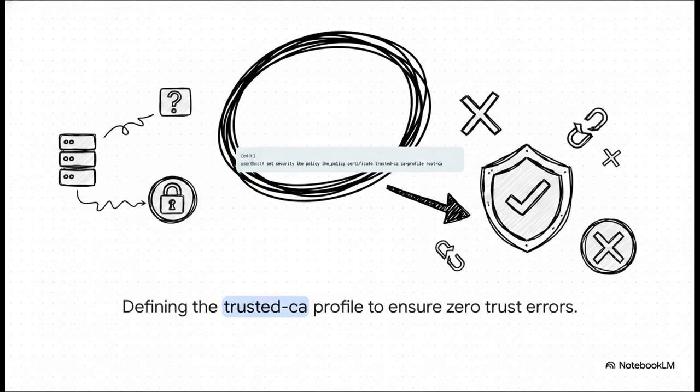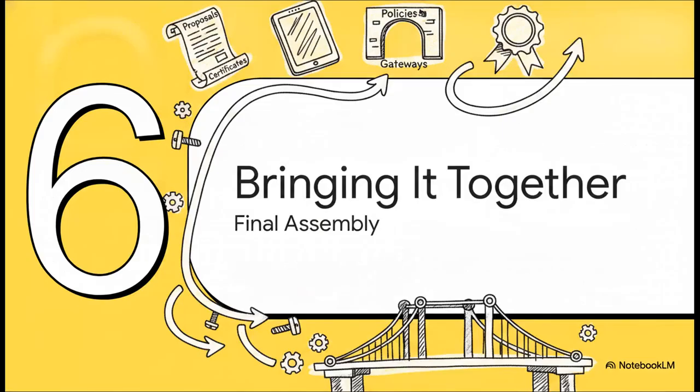And to ensure absolutely zero trust errors, we've got to complete the authentication circle. Not only do we present our ID, but we must dictate whose IDs we're willing to accept. By defining the trusted CA profile, we definitively trust our specific root certificate authority. If a remote peer tries to connect with a certificate that wasn't signed by this exact CA, the connection is instantly dropped, no questions asked. We have all the pieces. Let's hit Section 6, bringing it all together.